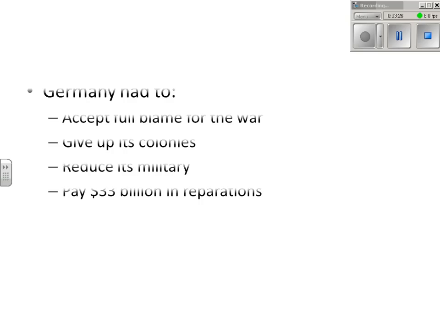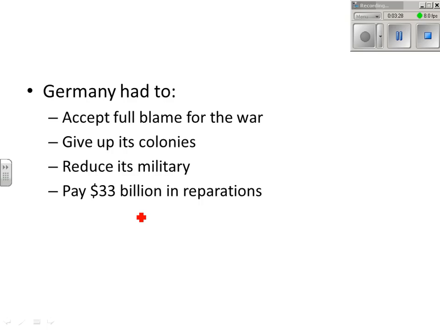So, despite Woodrow Wilson trying his best to focus more on the positives, the Allies, three of the Big Four, pretty much got what they wanted. They forced Germany to sign the treaty, which made them accept full blame for causing World War I. They had to give up all the colonies that they had. They had to reduce their military. They had to pay a lot of money. Today it's a lot of money, but back then it was even more. They had to pay $33 billion in reparations, meaning war payment for damages.